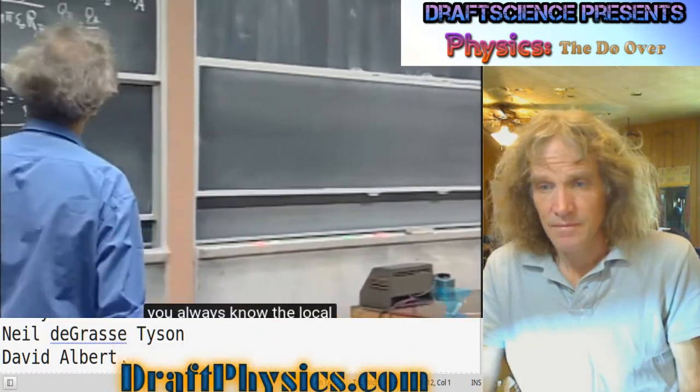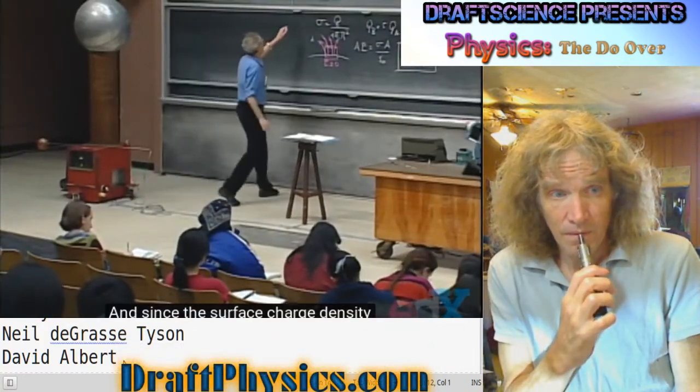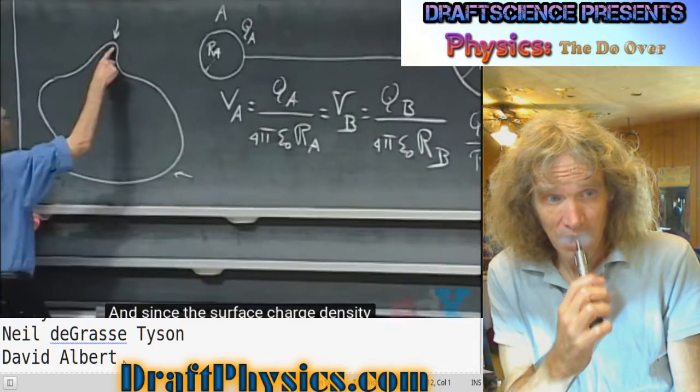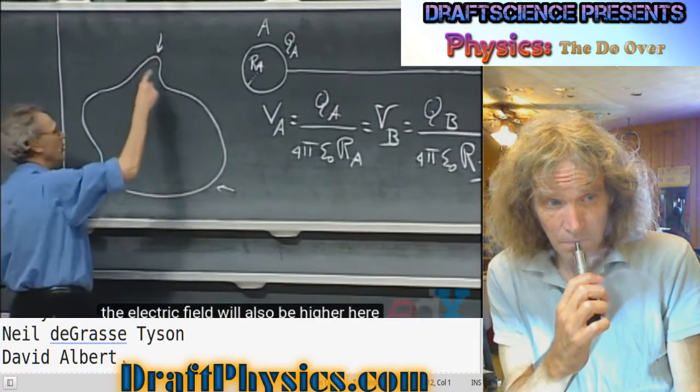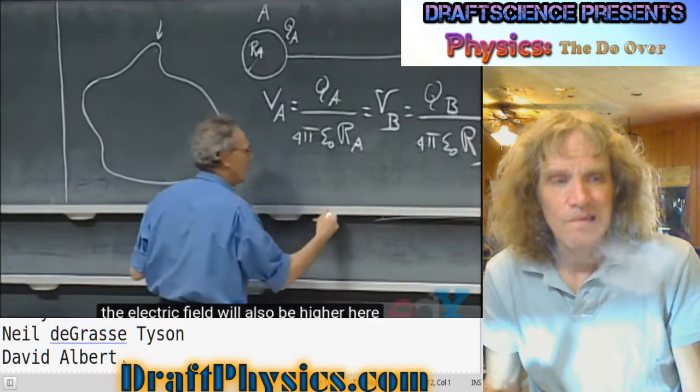Local electric field. And since the surface charge density is going to be the highest here, even though the whole thing is an equipotential, the electric field will also be higher here than it will be there.